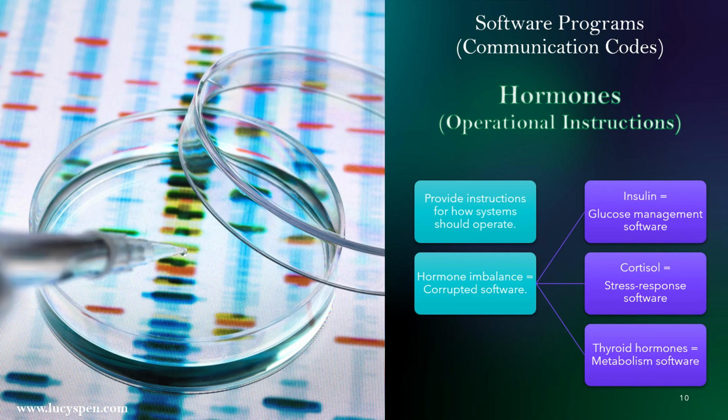I call hormones operational instructions and compare it to software programs, which are communication codes. Our hormones provide instructions for how systems should operate. When our hormones are not balanced correctly, we essentially have corrupted software. When insulin is out of control, we would consult glucose management software systems. If cortisol needs attention, we would go to our stress response software. If thyroid hormones need attention, we would take a look at our metabolism software.